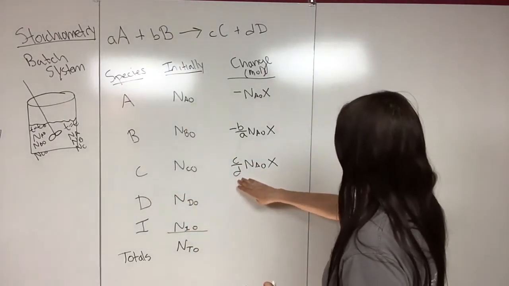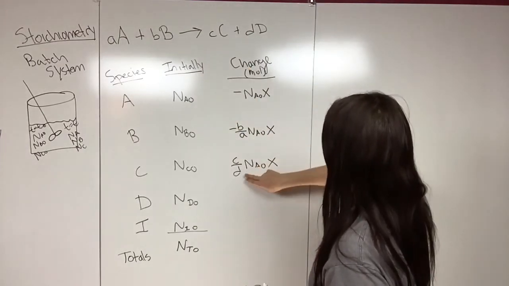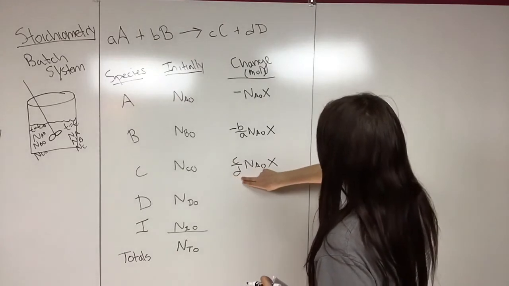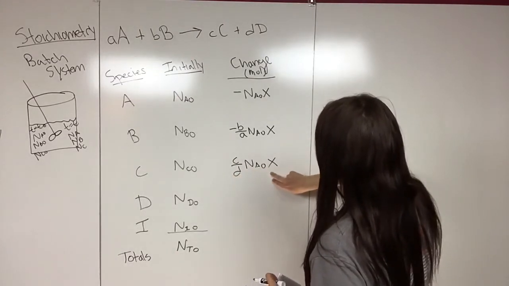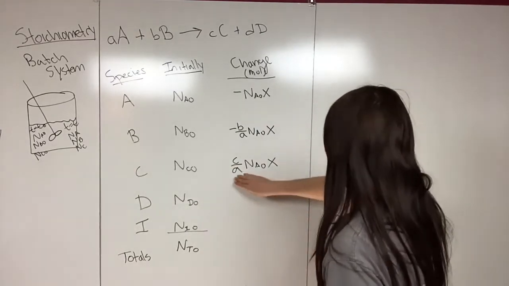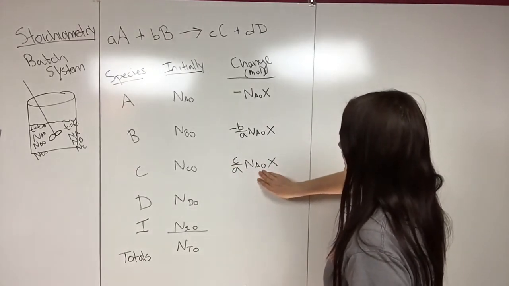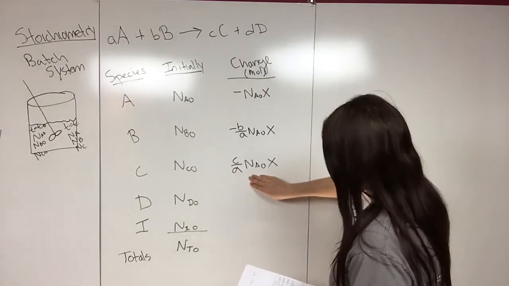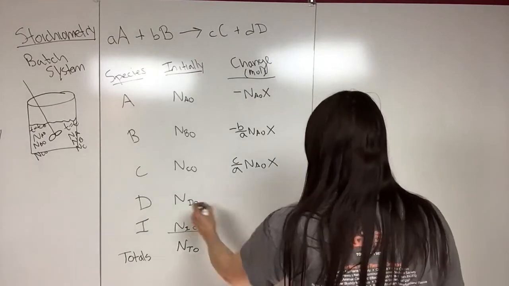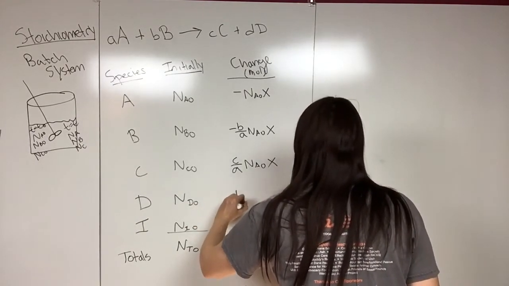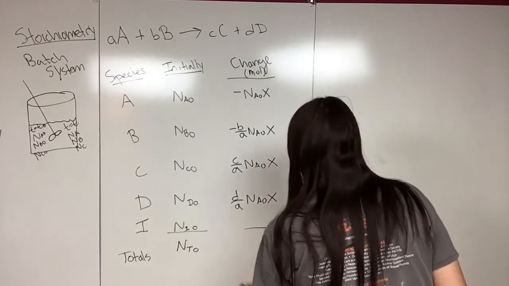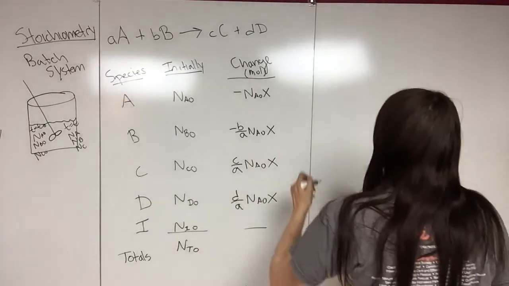And with stoichiometry again, for every A you have c over a, so it's c over a Na naught X. And then the same thing for D, so you have d over a Na naught X.